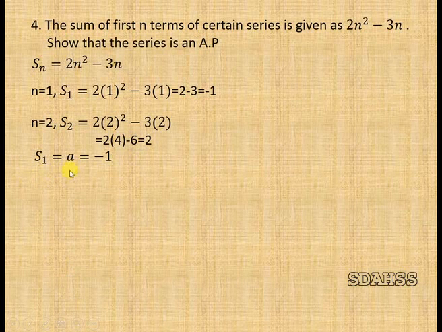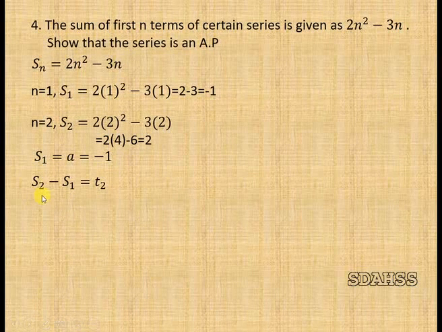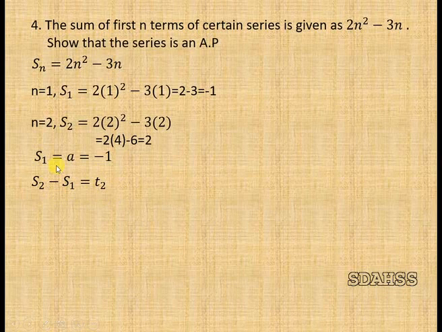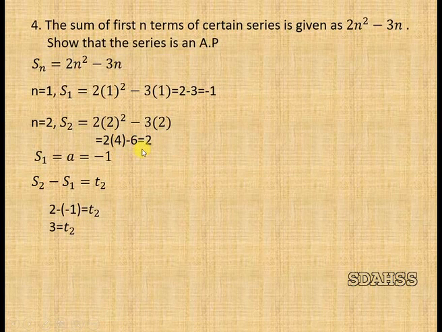S1 means first term, A is equal to minus 1. Then we want to find the second term, that is T2 is equal to S2 minus S1. So S2 is 2 minus of minus 1. Minus into minus plus. So 2 plus 1, 3. T2 is equal to 3. Now this is the first term and this is the second term. Now the AP is minus 1, 3, etc.